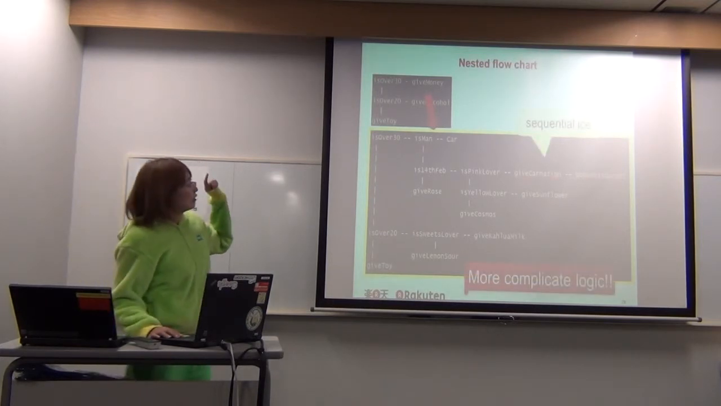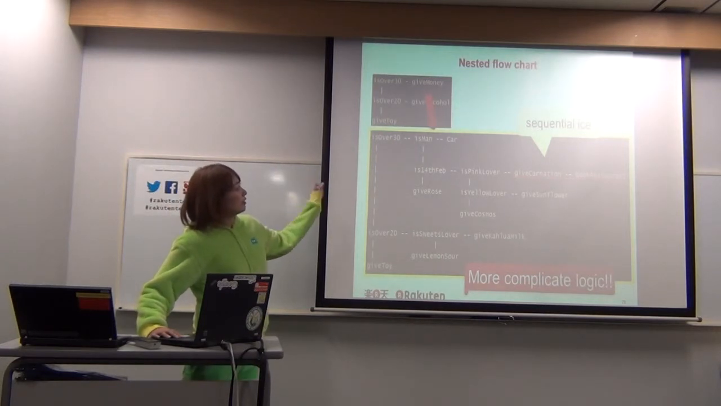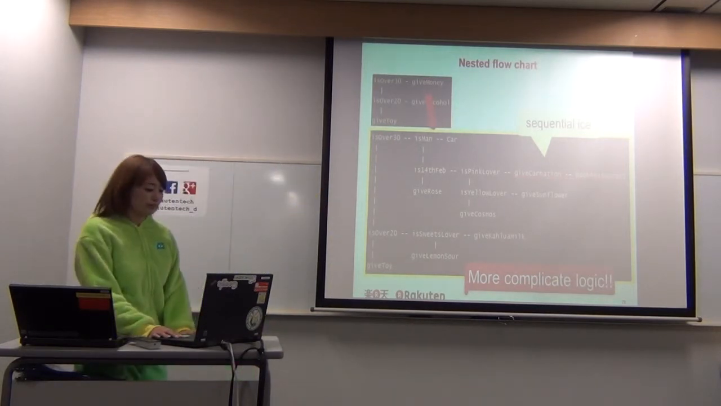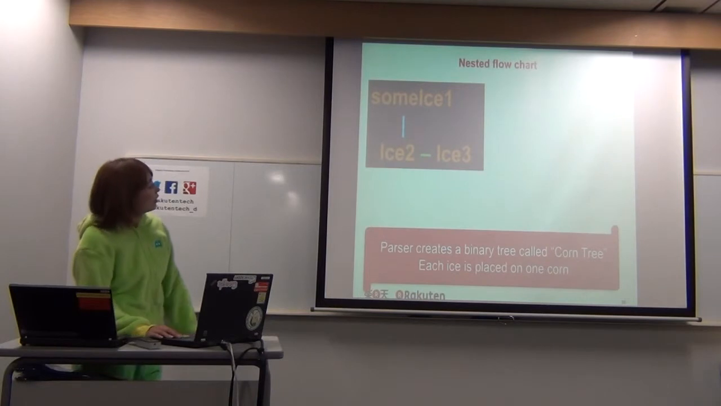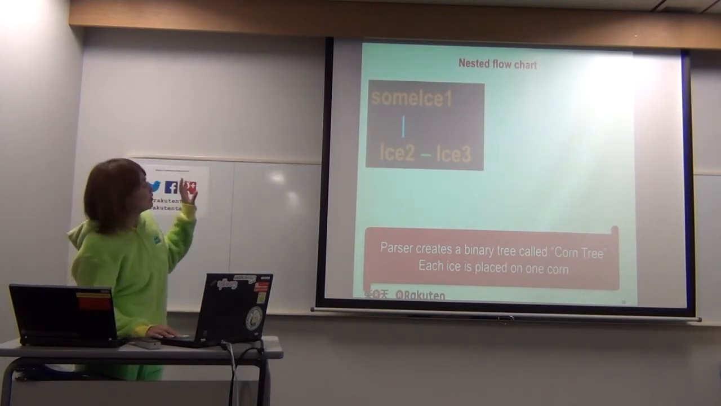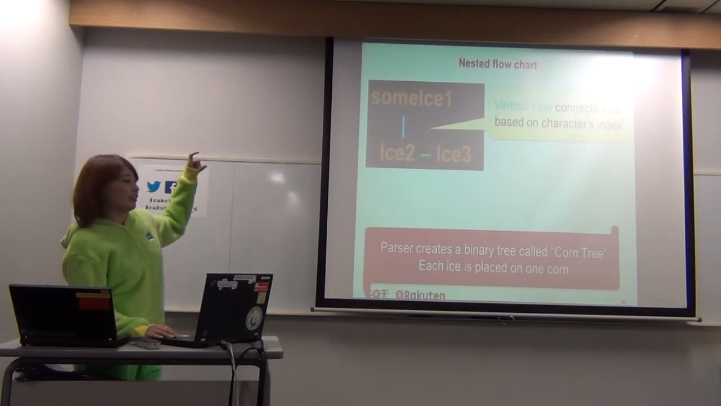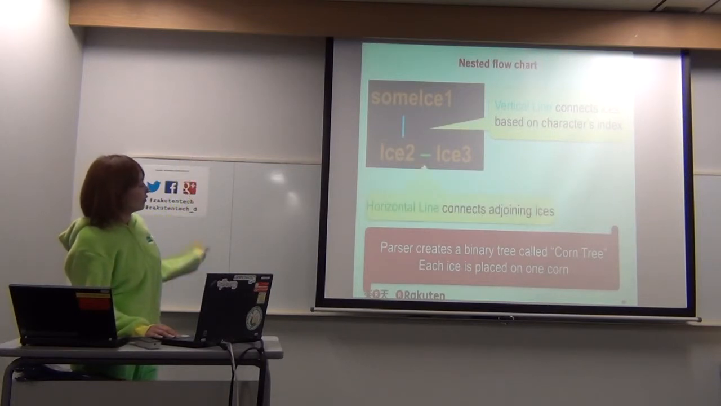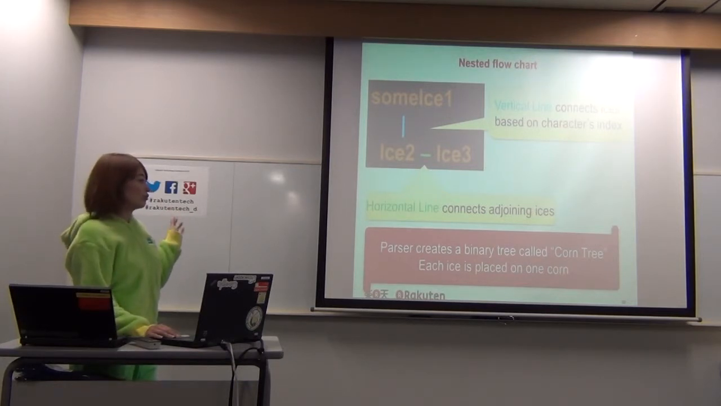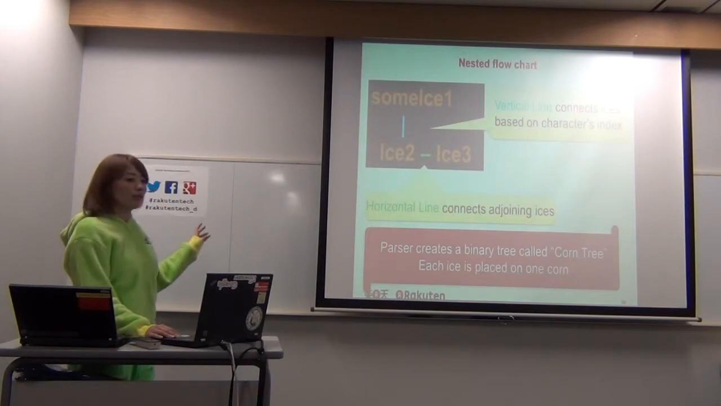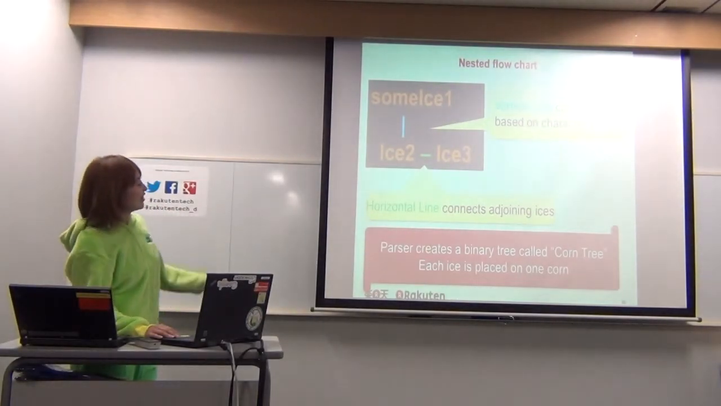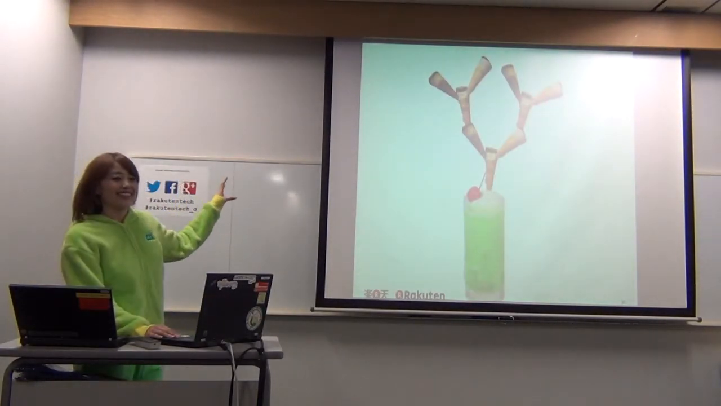And the new Melonsoda can understand sequential lines too. This is the logic of the nested flowchart. A vertical line connects axes based on the character's index, and a horizontal line connects adjoining axes. So the parser creates a binary tree called a cone tree. Each axis is placed on one cone. The image is like this.